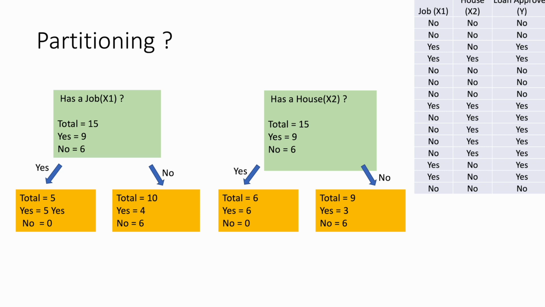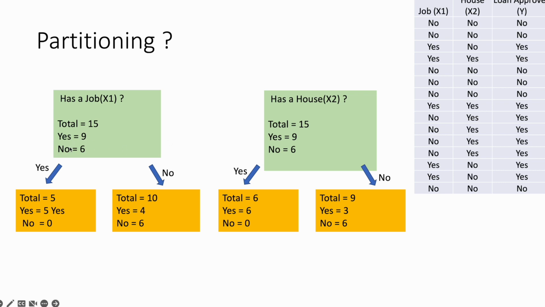Now let's try to understand how the first split happens, the root split, how that partitioning happens. What the decision tree says is that you try to do the split on both of them. Both the job and the house are candidates. We'll try to split on both job and house and see what's happening. The first point of a split was has a job, x1. So in total, how many samples do we have? 15. How many yes do we have?